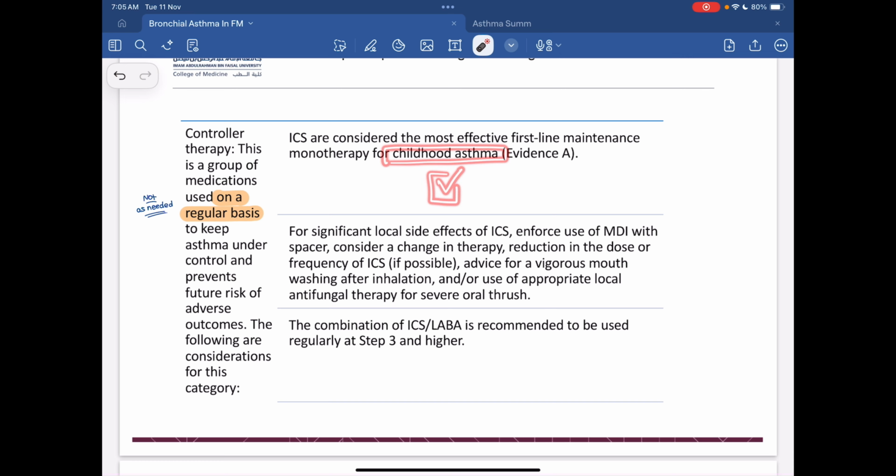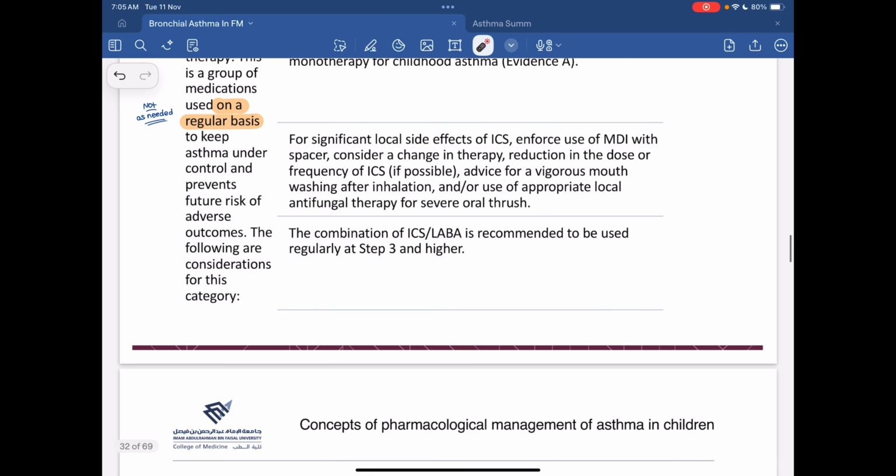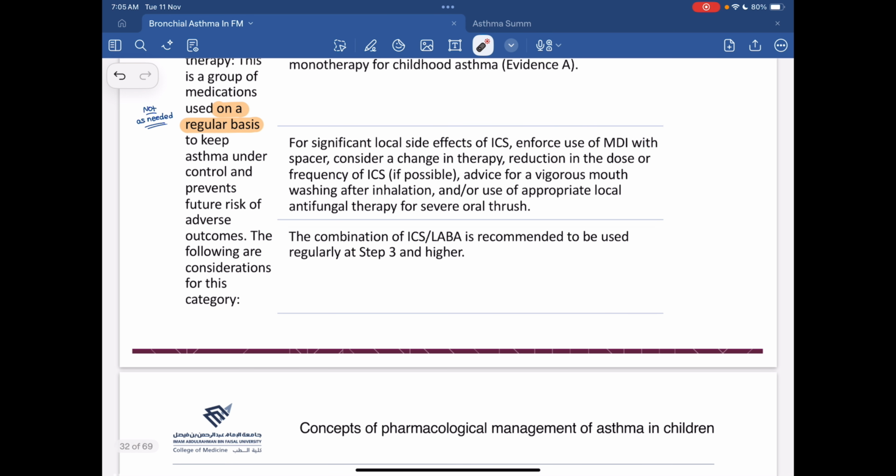Okay. For significant local side effects, enforce the use of a metered dose inhaler, MDI, with spacer. So if we have local side effects, we say use a spacer. Consider a change in therapy, reduction in dose, or frequency of ICS. Advice for a vigorous mouth washing after inhalation, and use of appropriate local antifungal therapy for severe oral thrush. These are the side effects we already know from before.